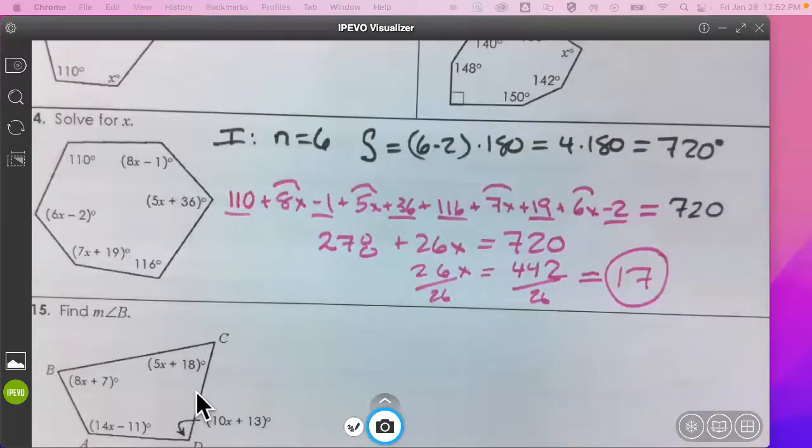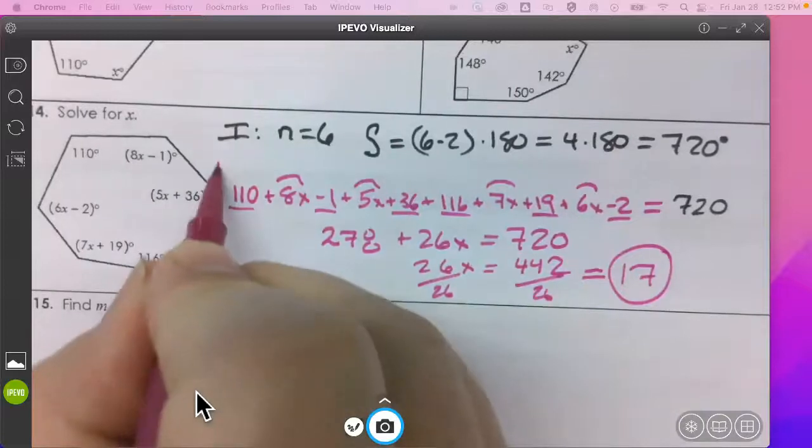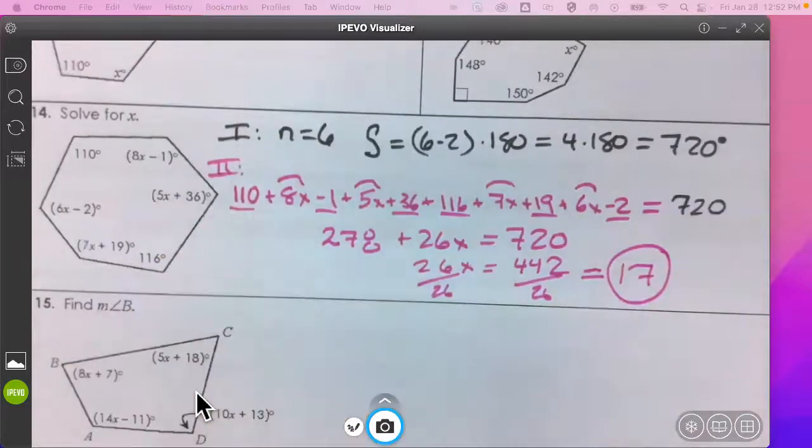Any questions on doing these types of problems? 2 steps. First step is figure out the total. Second step is do the sum equal to that total.